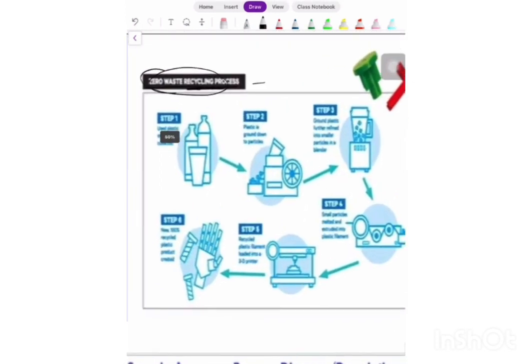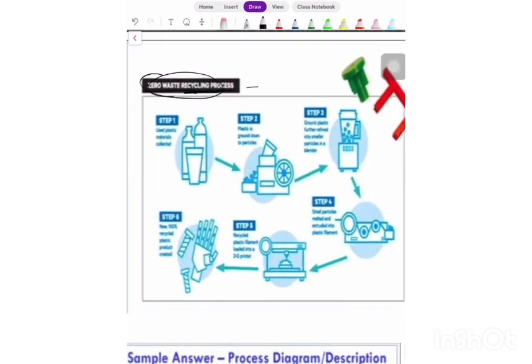So step 1 is used plastic collected. Okay, step 2 is plastic. Let me get a clear picture for this. I'll dictate whatever is written. So what I'm trying to say here is that basically this is how the process diagram comes. They'll give you a diagram and you have to describe the steps in detail. They will ask you to describe all these steps, step 1 to 6, in detail.